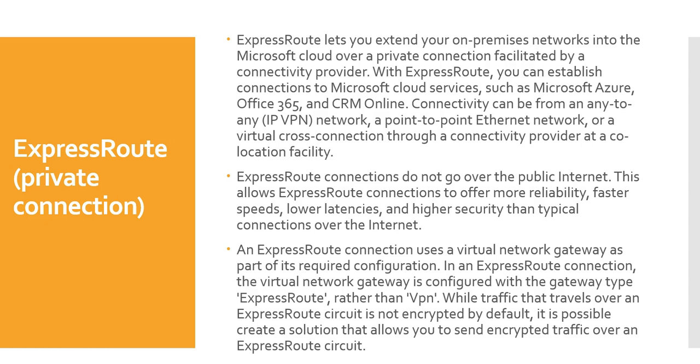In an ExpressRoute connection, the virtual network gateway is configured with the gateway type ExpressRoute rather than the VPN type used when you are configuring a site-to-site connection. While traffic that travels over an ExpressRoute circuit is not encrypted by default, it is possible to create a solution that allows you to send encrypted traffic over an ExpressRoute circuit. Lots of authorization configuration is required. You would have the provider in between your on-premises and Azure connection to provide the availability for the connection to pass through that route.